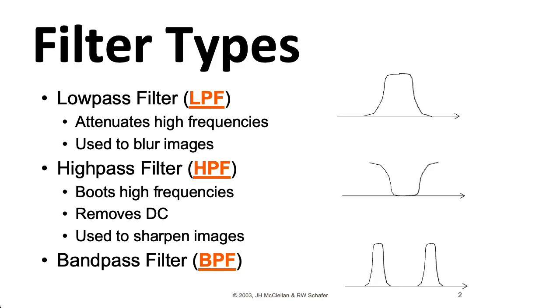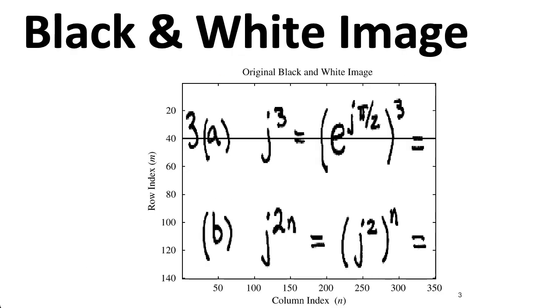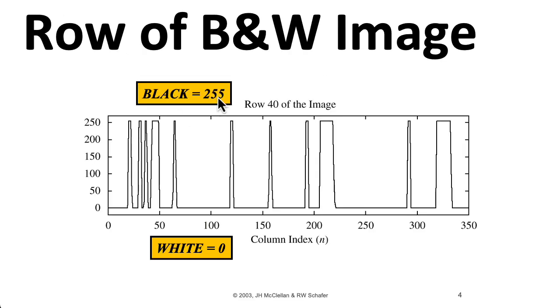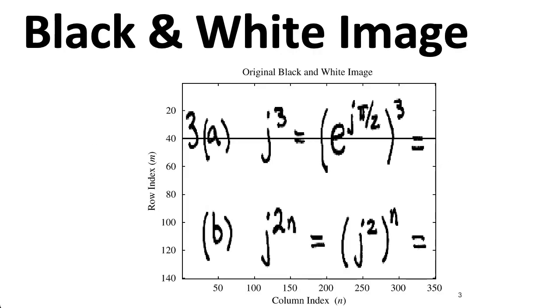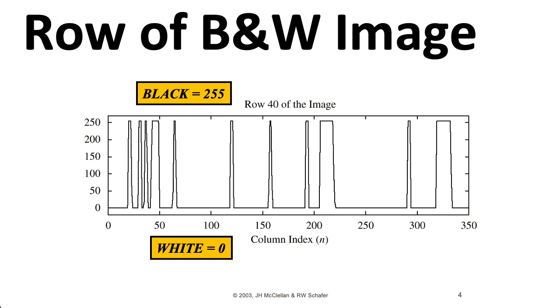image sharpening algorithms. We focused on filtering one-dimensional signals, so to start with, let's consider taking just this row from the scan of a homework assignment, where we're going to represent black as being a high value of 255 and white as being 0. So this is that row presented as a one-dimensional signal.